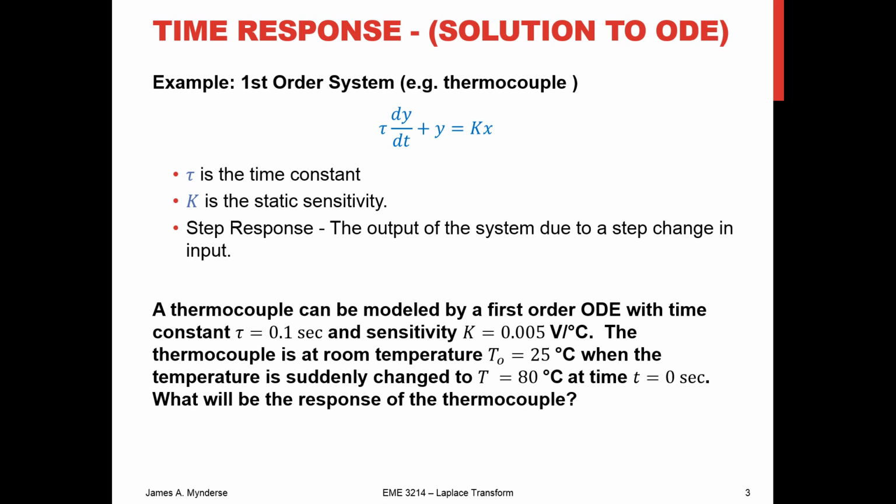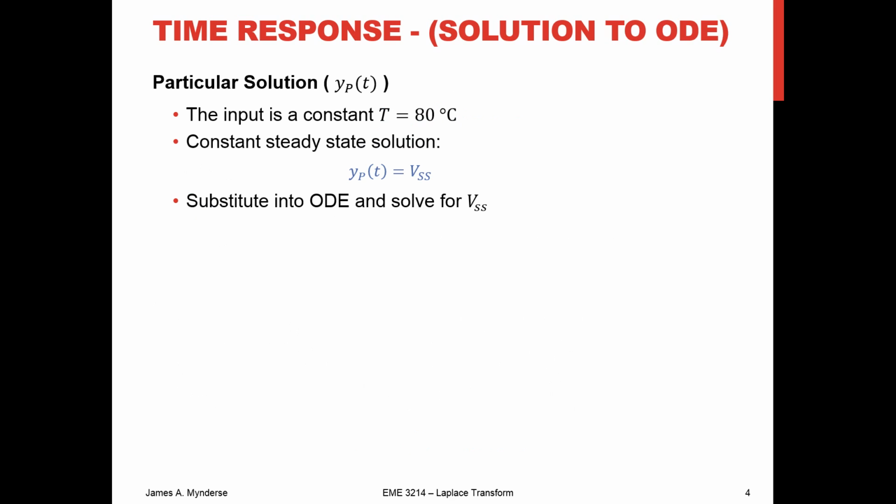And so the temperature that the thermocouple is seeing has jumped from 25 degrees to 80 degrees C, and so the temperature induces a voltage change, and the voltage change is going to change, but it's going to change as a function of our first order ODE. So how do we do that? Well, we put in our known things first, which are our k and our tau values, and then we find our particular solution. This is our first step.